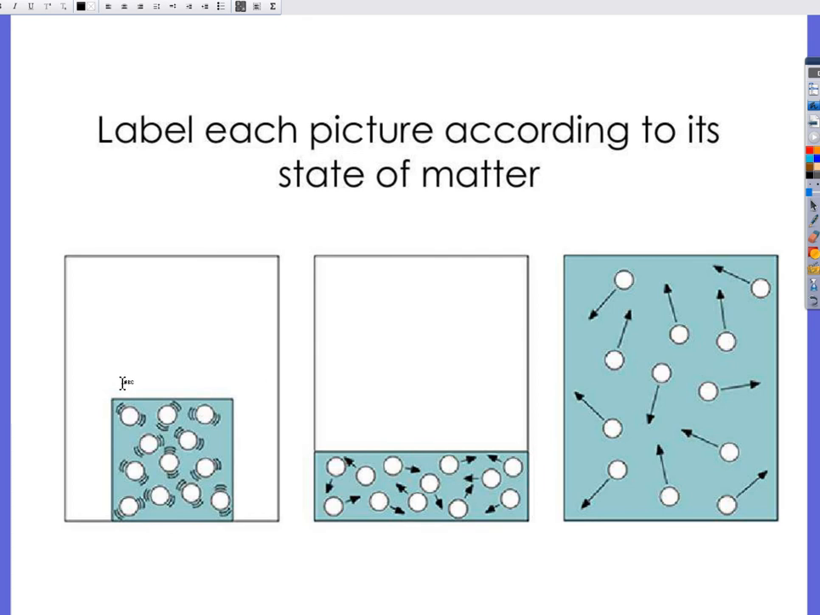Label each picture according to its state of matter. The first one would be a solid, the second is a liquid, and the third is a gas.